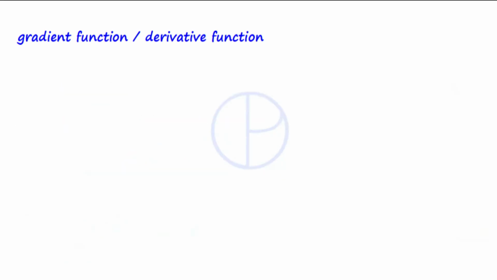So how to do this? We need to follow some rules. Suppose y equals kx to the power n, then dy by dx is: write the constant k, write the power of x, which is n here, then the base, and decrease the power of x by 1. So n minus 1.